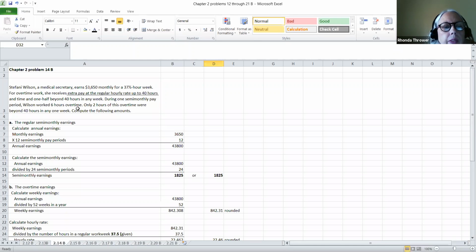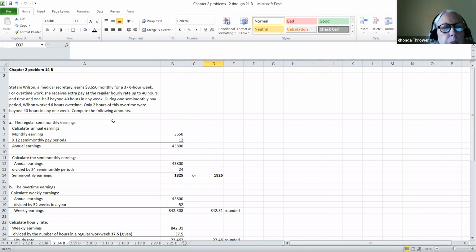Wilson worked 6 hours overtime. They're telling you in this problem that the total amount of hours worked overtime is 6 hours, but only 2 of those overtime hours were beyond 40 in 1 week. So what that's really saying to you is only 2 hours are going to get time and a half. The other 4 hours are going to get regular time.